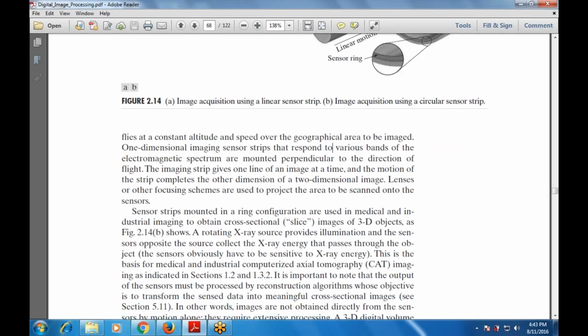A one-dimensional imaging sensor strip that responds to various bands of the electromagnetic spectrum is mounted perpendicular to the direction of flight. Lenses or other focusing schemes are also used to project the area to be scanned onto the sensors.